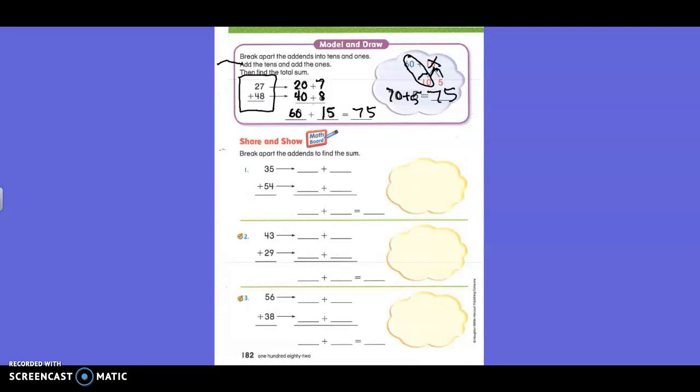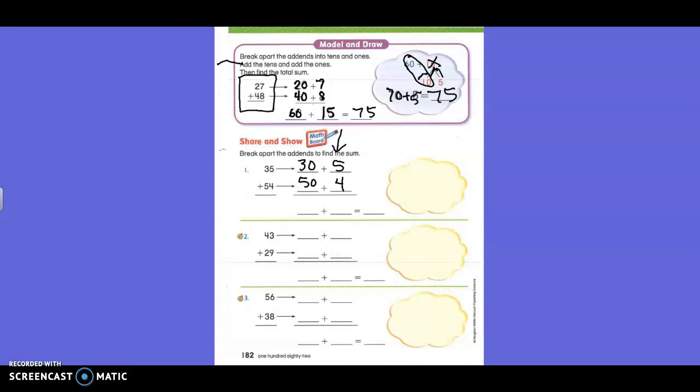What's 35 broken apart? Lena? 30 plus 5. Okay, 30 plus 5. What is 54 broken apart? Matthias? 50 plus 4. Okay, now we have to add. Remember, I like to add the right side first, then go to the left, because it's the ones. So let's add the ones.